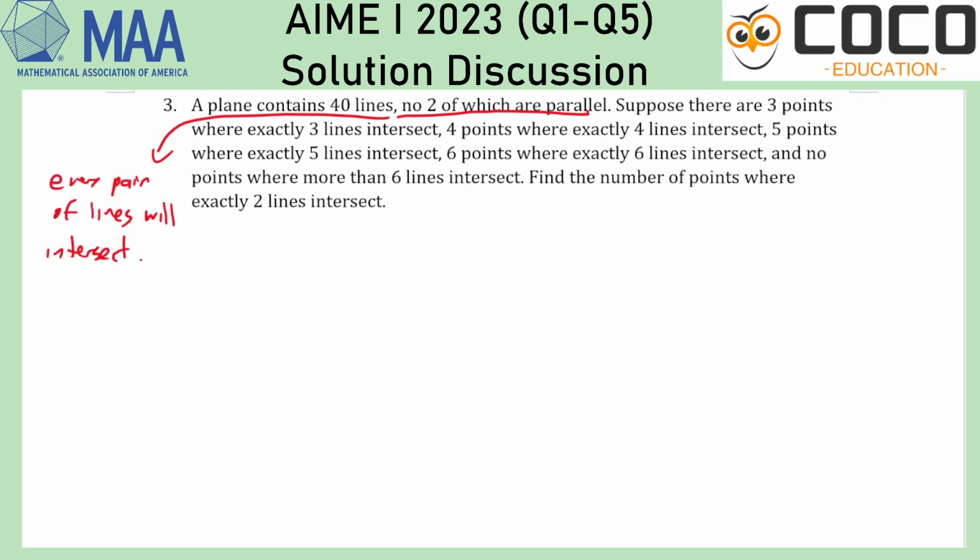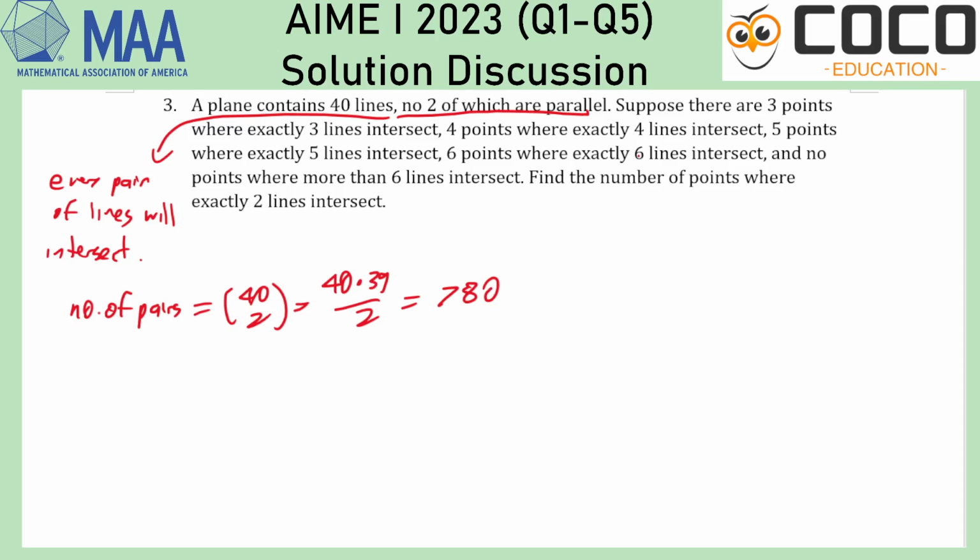Every pair of lines will intersect, and what that means is that in a normal situation where we don't have this huge bunch of intersections, every pair corresponds to an intersection point. So the number of pairs of lines is 40 choose 2. This is equal to 780. So if all of the intersection points were different, then you would have 780 points where exactly 2 lines intersect. Now certainly that's not the answer here, because there are all these points where many lines intersect.